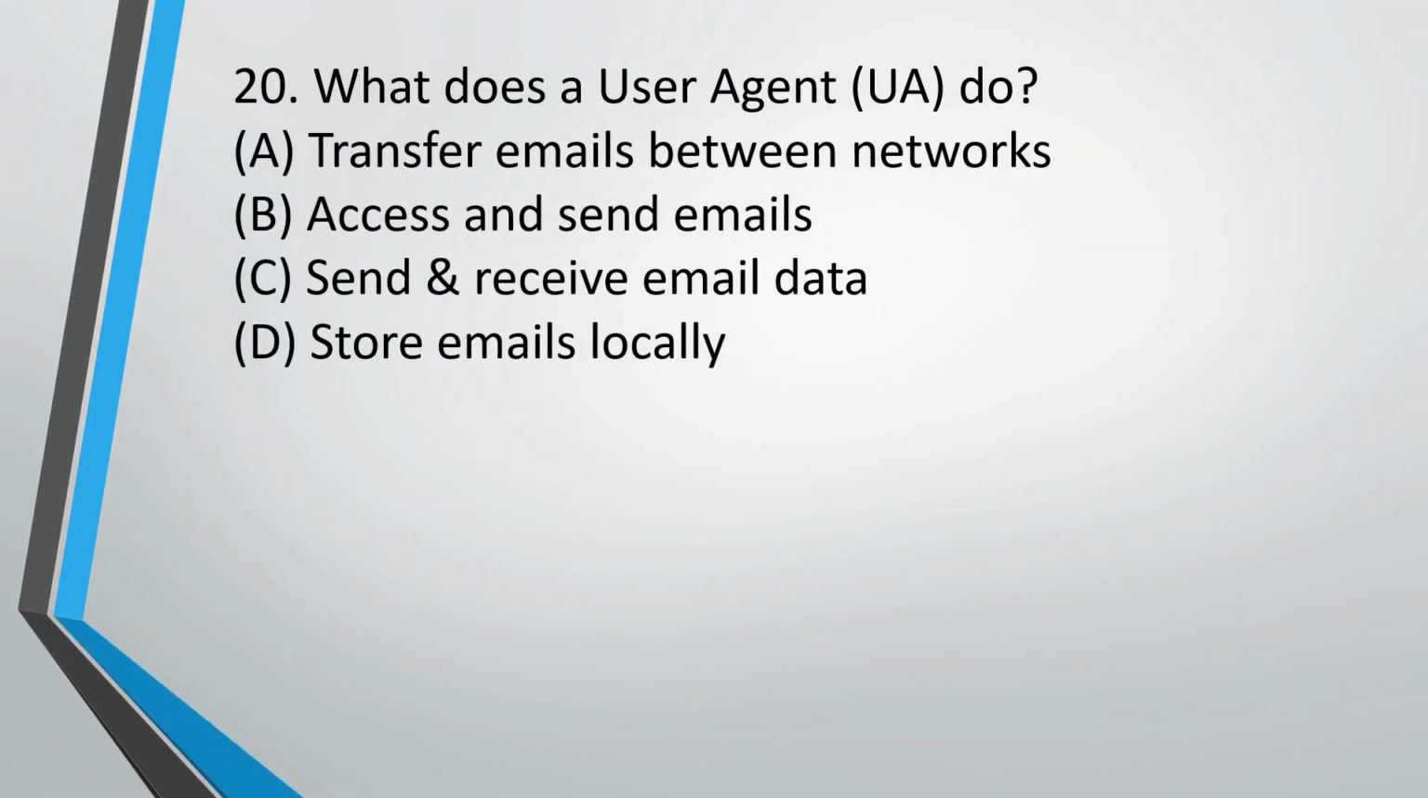And the next is: what does a user agent (UA) do? Transfer emails between networks, access and send emails, send and receive email data, store email locally. The correct option is B, access and send emails.